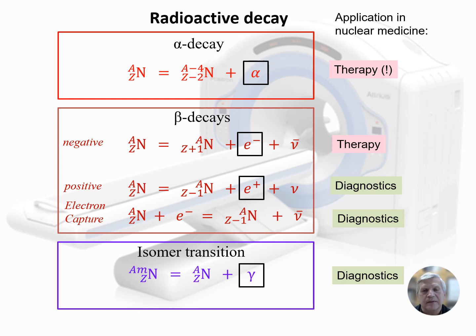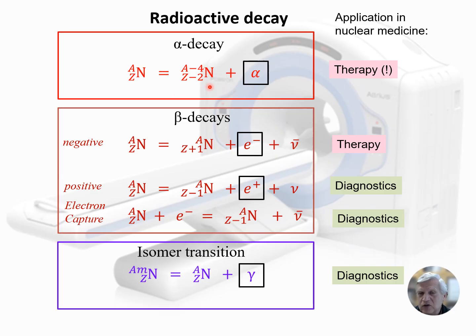Welcome to this chapter. This is an introduction to radioactive decay. There are two basic types of radioactive decay. The first one is the alpha decay, which means that the nucleus will emit an alpha particle, which is composed of 2 protons and 2 neutrons. This is the nucleus of the helium atom.